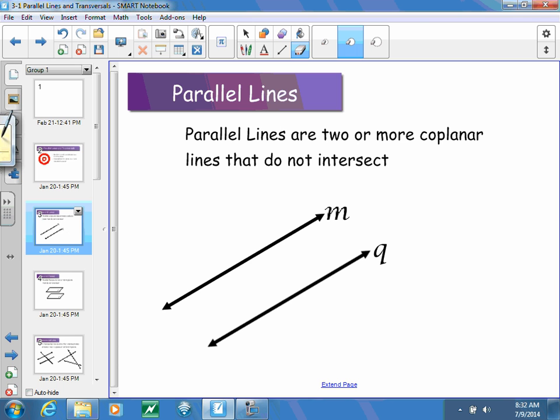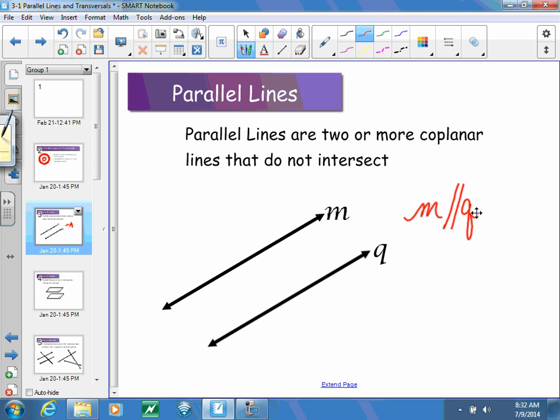Talking about parallel lines, we should understand that parallel lines are two lines that will never intersect. They are coplanar. They're going to be on the same plane. These two lines here, the notation that gets used, since line M is parallel to line Q, I'm going to use two lines next to each other, and that's our parallel notation. So line M is parallel to line Q.